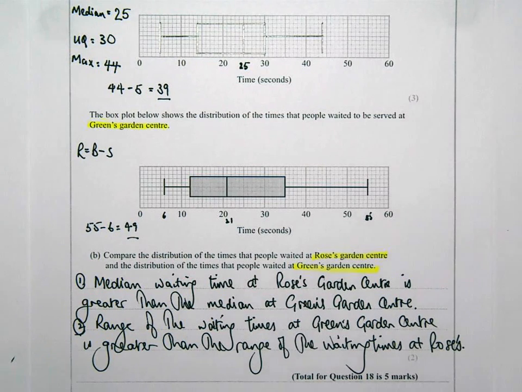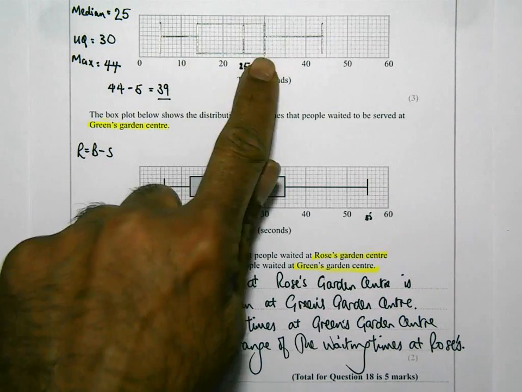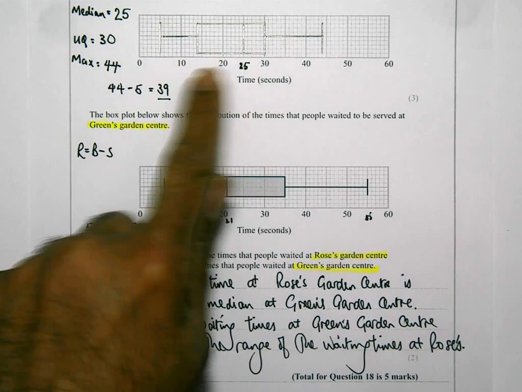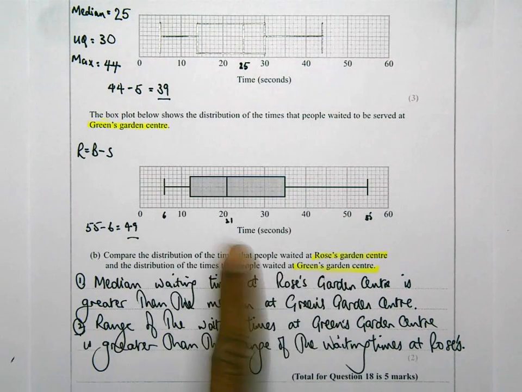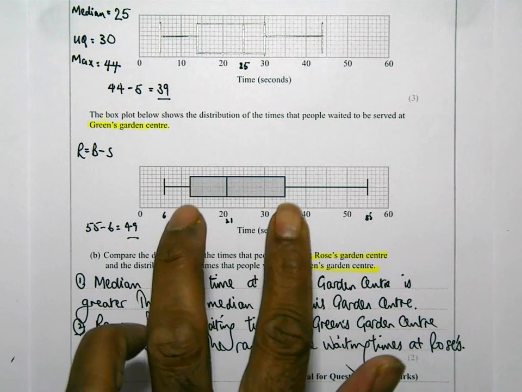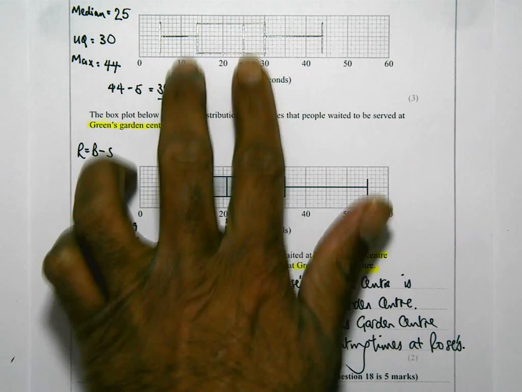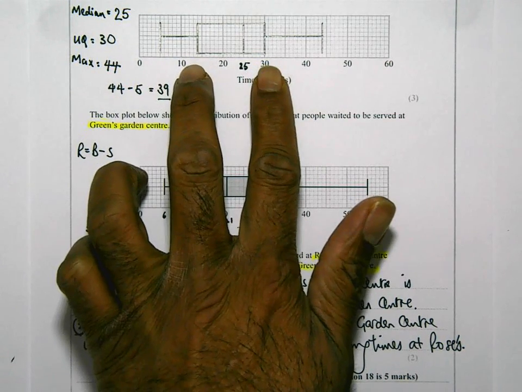In fact, that's a bit more than enough for each of those. But I wanted to put a full answer, and you do need to write a sentence in order to get the marks. And I've put 2 sentences there, one comparing the range, one comparing the median. I could have also compared the interquartile range, which is the upper quartile take away the lower quartile, and that's basically the size of the boxes. And just by looking at it here, I could tell that the interquartile range at Green's Garden Center was greater than the interquartile range at Rose's Garden Center. And so that's a third possible thing I could have said for this question.